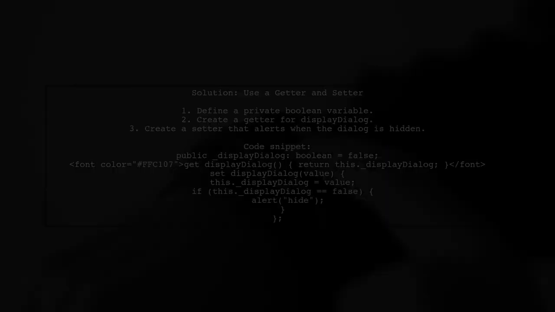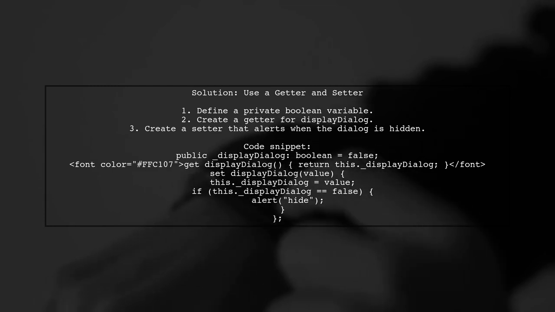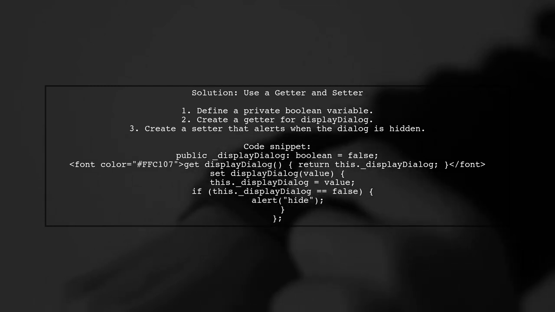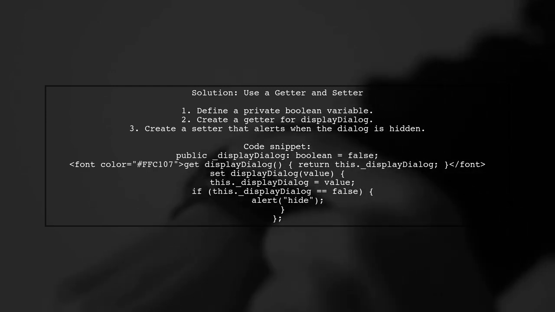Let's now look at another user-suggested answer. To fix the issue with p-dialog onHide not working in your Angular 2 component, you can use a getter and setter for the display dialog property.